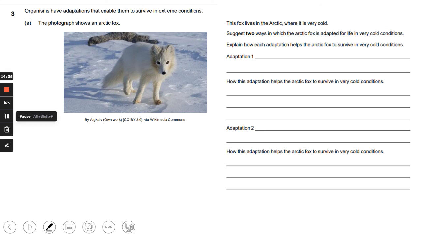Okay, so the next question is focusing on cold climate animals. So organisms have adaptations that enable them to survive in extreme conditions. The photograph below shows the Arctic fox. This fox lives in the Arctic where it is very cold. Suggest 2 ways in which the Arctic fox has adapted for life in very cold conditions. Explain how each adaptation helps it survive. So you need to work through and give me 2 examples and explain why. I'm not going to give you any help on this one, so just work through in your own time and then remember to submit your assignment.